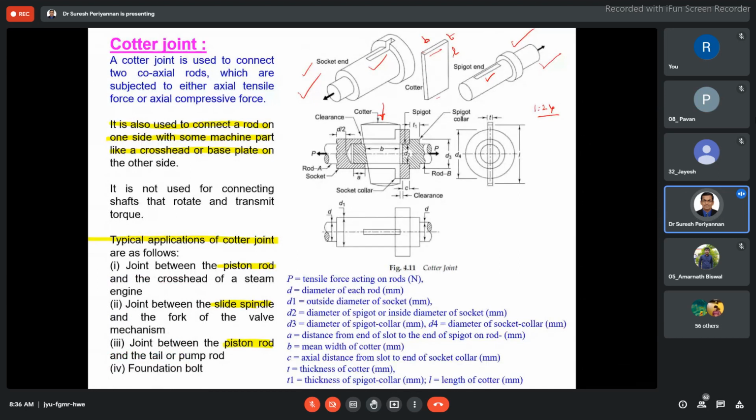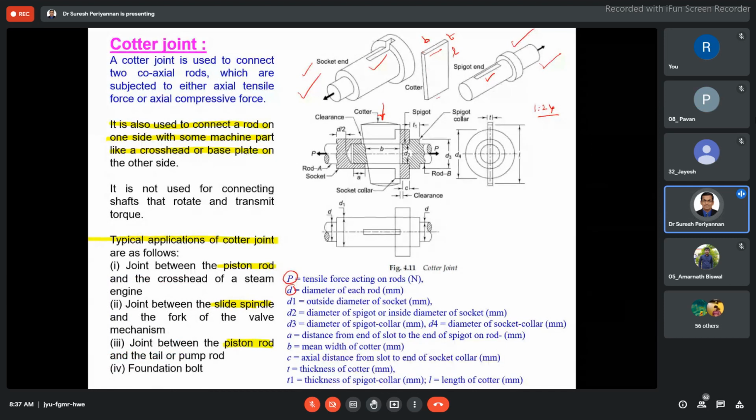48.5 or 49, we are using the taper. Now see here, before entering into the design of the component, we have to understand the notation here. Whatever force we apply here, P is the tensile force. D is the diameter of each rod.